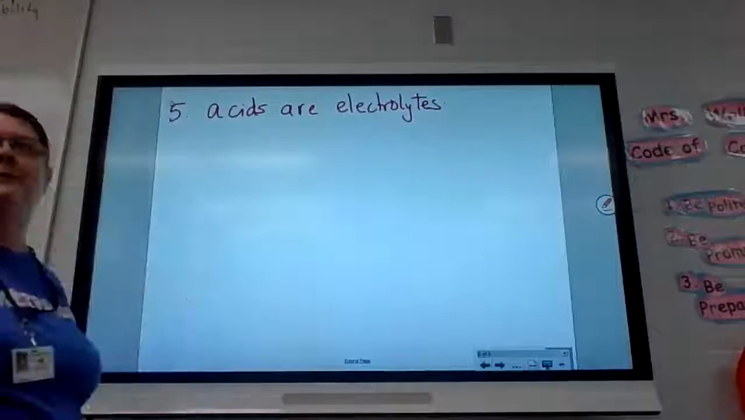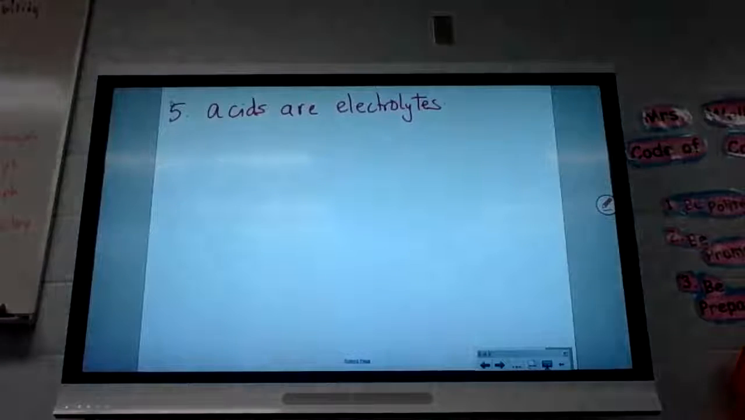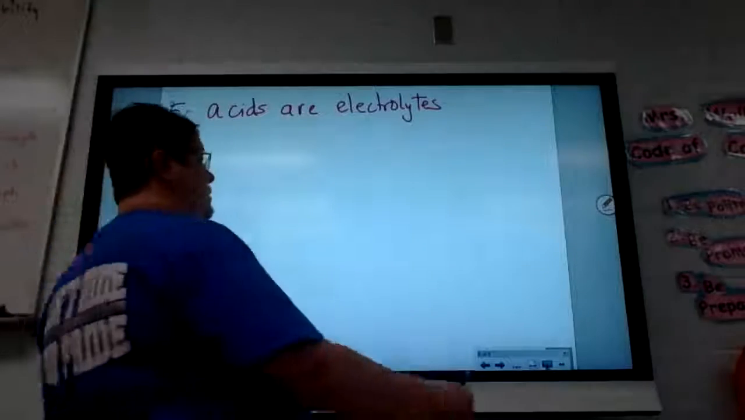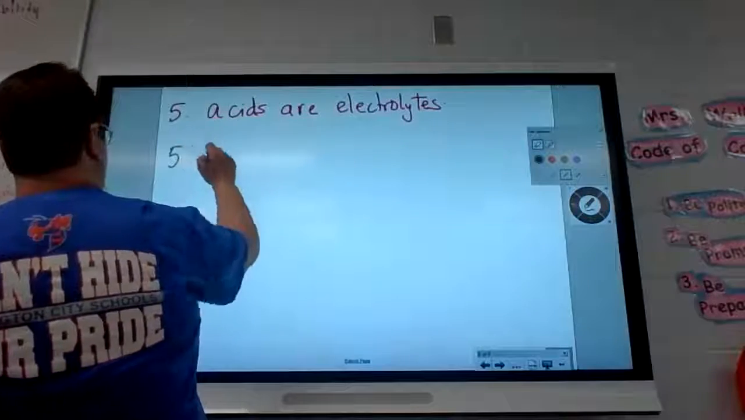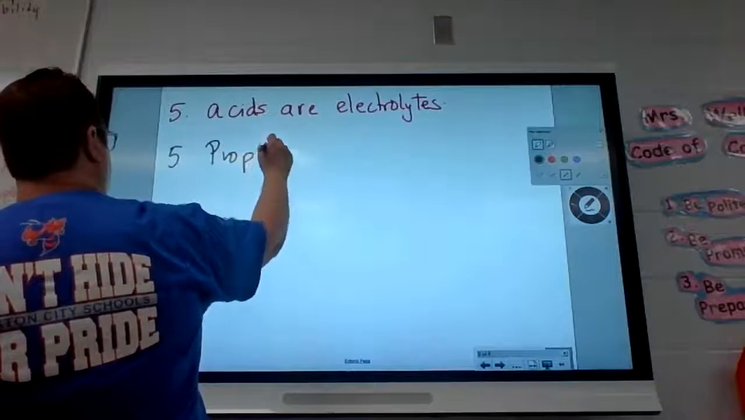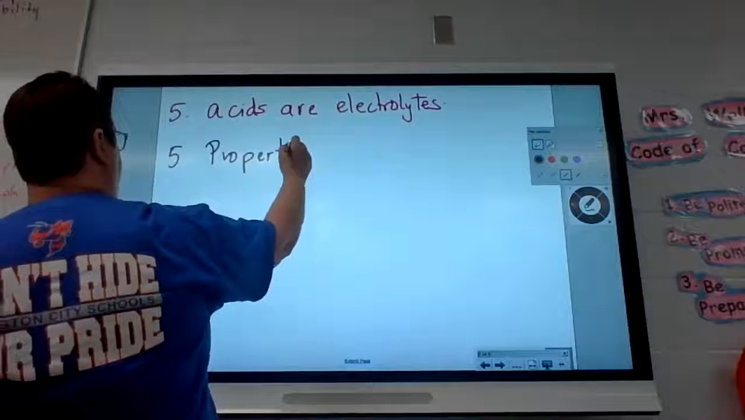Acids are electrolytes. Now, at this point, I'm not going to say anything else about electrolytes, except that they're either strong or weak based on your list of 7. We should be able to do that at this point. Everybody good? All right, let's talk about bases. How many properties do they have? 5, but the last 3 are the same.